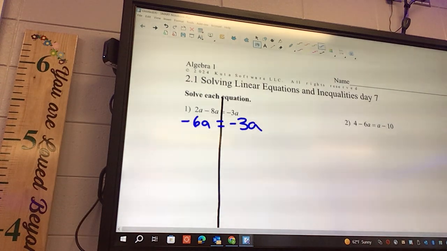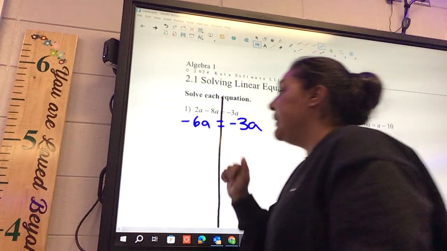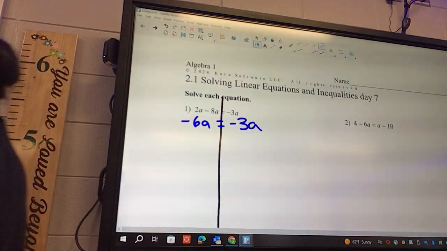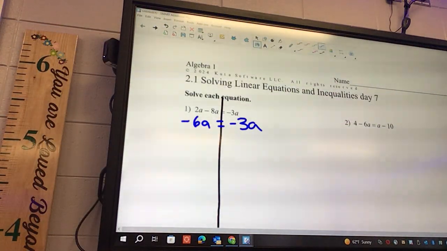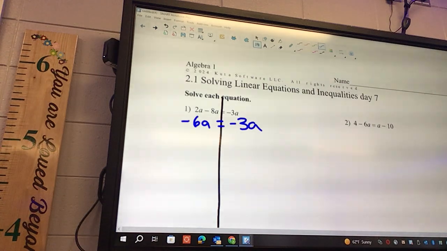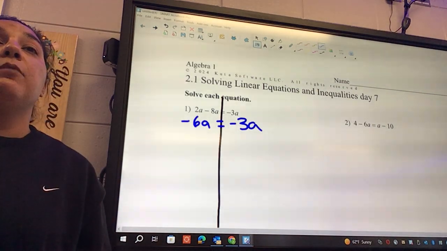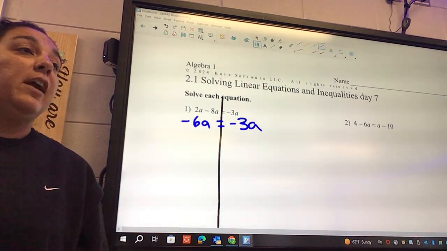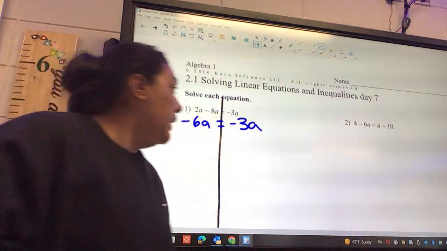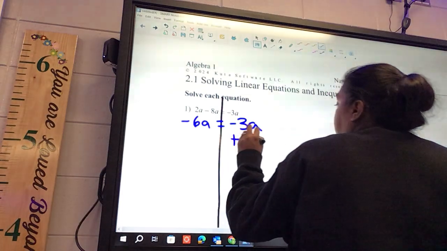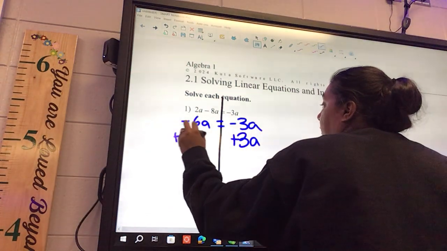6A, is that a letter or a number? It's a letter. Where is he right now? On the left. Is that where he belongs? Yes. Okay, negative 3A, is that a letter or a number? It's a letter. Where is it right now? On the right. Where should he be? On the left. So we're going to say plus 3A, plus 3A.